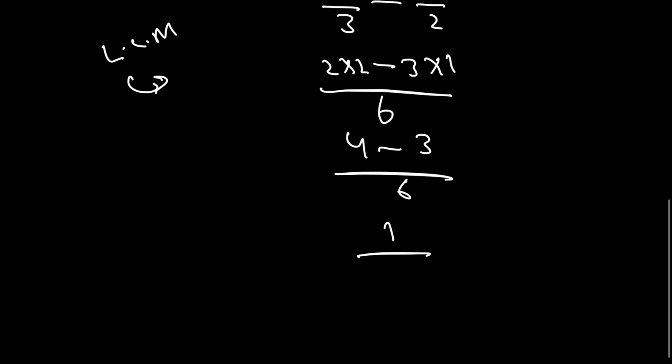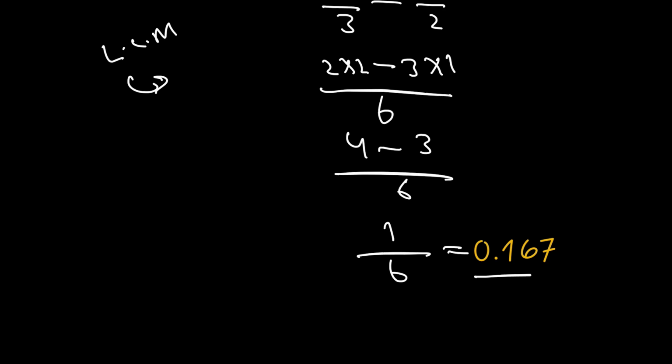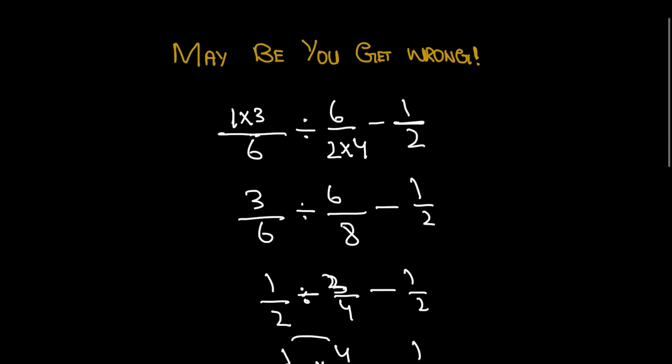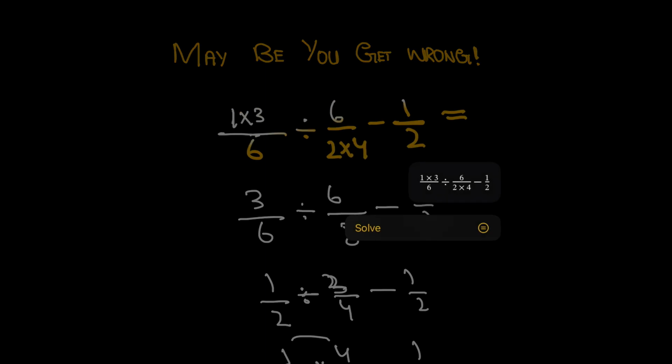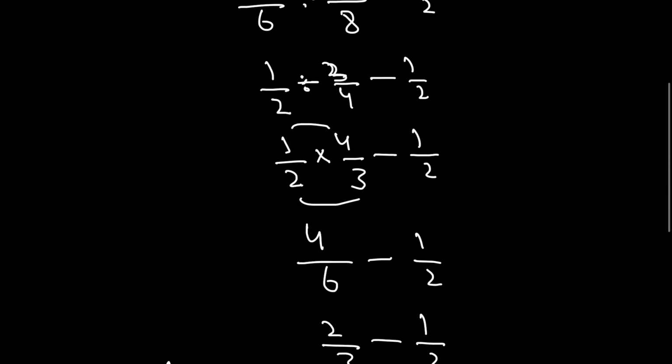When we solve 1 divided by 6, we get the answer 0.167. So let's verify this answer. Here we write 0.167. So this is the right answer we are getting.